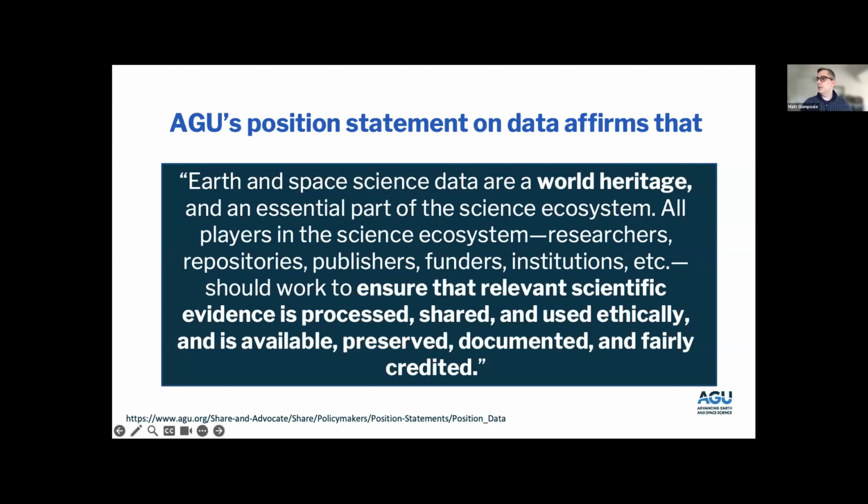AGU has for 20 years now seen our Earth and space science data as a world heritage. We have a specific policy statement about it. It gets updated every now and then, and it has really been guiding our actions over the past several decades.